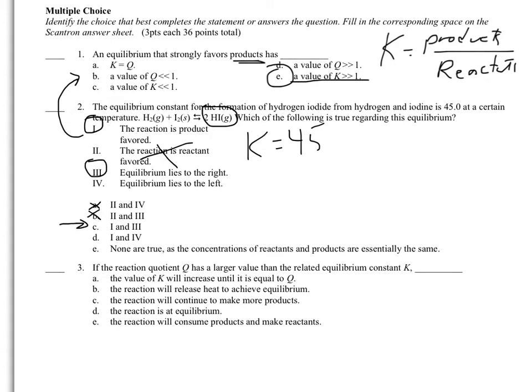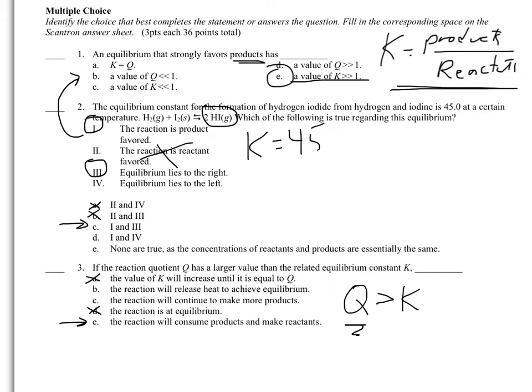Question number 3. If the reaction quotient Q, so we're questioning equilibrium, has a larger value than the related equilibrium constant, so Q is greater than K, what's going to happen? If Q is greater than K, then there's more products than there's supposed to be, or there's less reactants than there's supposed to be. Both of those are probably true, which means that we've gone too far. So the reaction will consume products and make reactants, because it can't be at equilibrium.